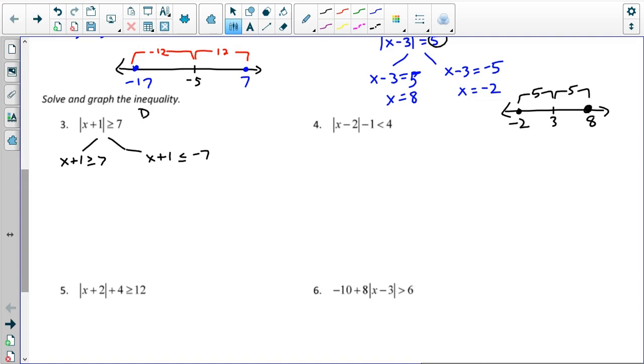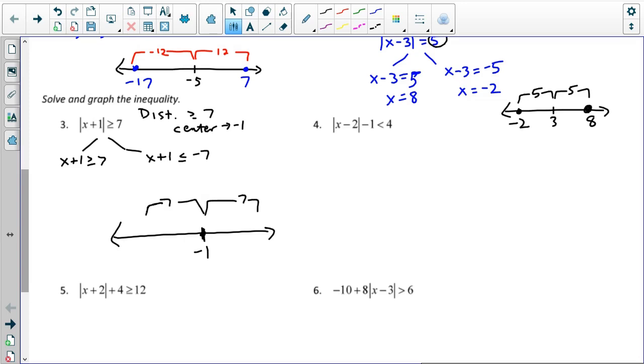If my distance is greater than or equal to 7, if I'm taking a look at the number line, and I know that my center is negative 1, I want my distance to be 7, and then I need my distance to actually be more than that. So when I solve this, I get x is greater than or equal to 6, and x is less than or equal to negative 8.